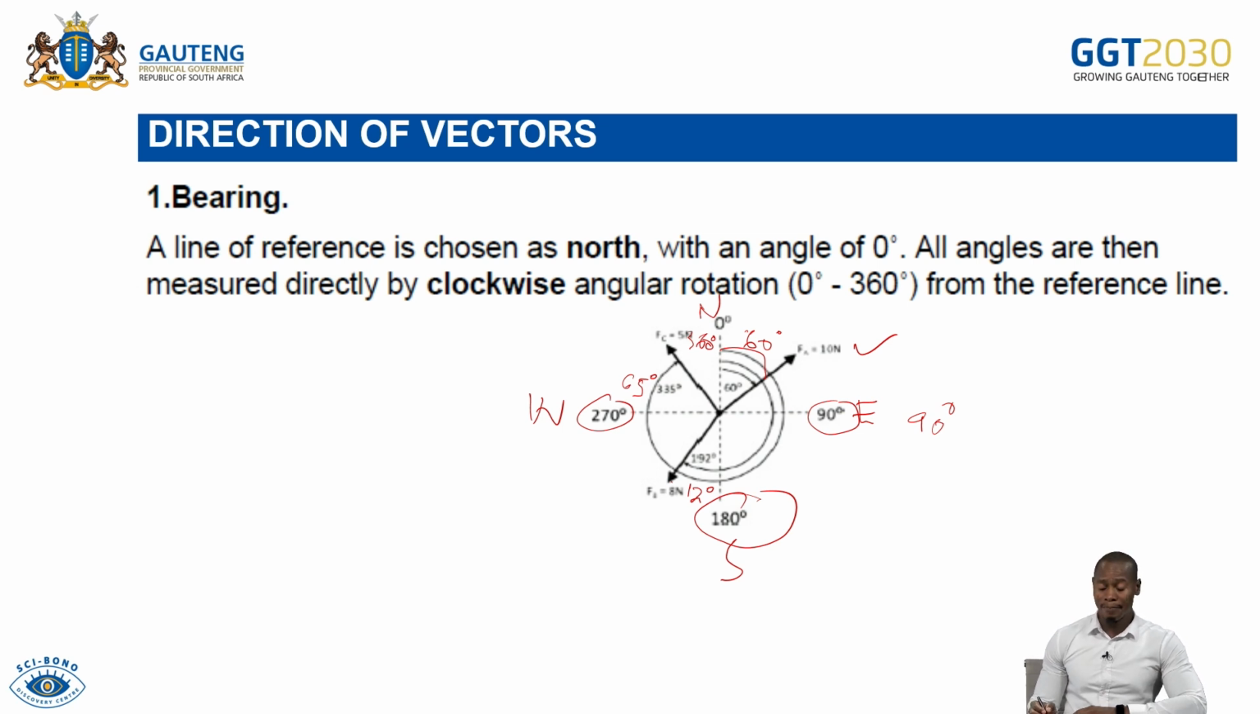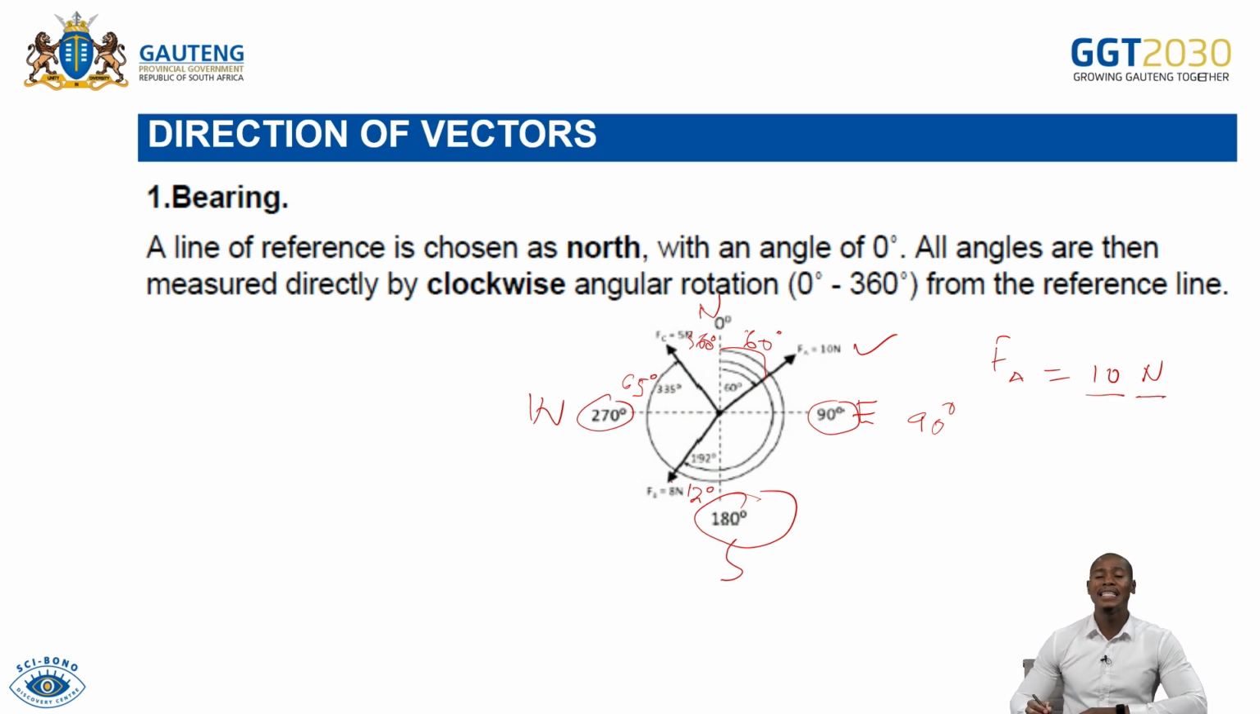Then let's look at the first one, which is FA. The magnitude is 10 newtons. So I've given the magnitude. Remember, when you talk of the magnitude, it is the value and the SI unit. So that is the magnitude.